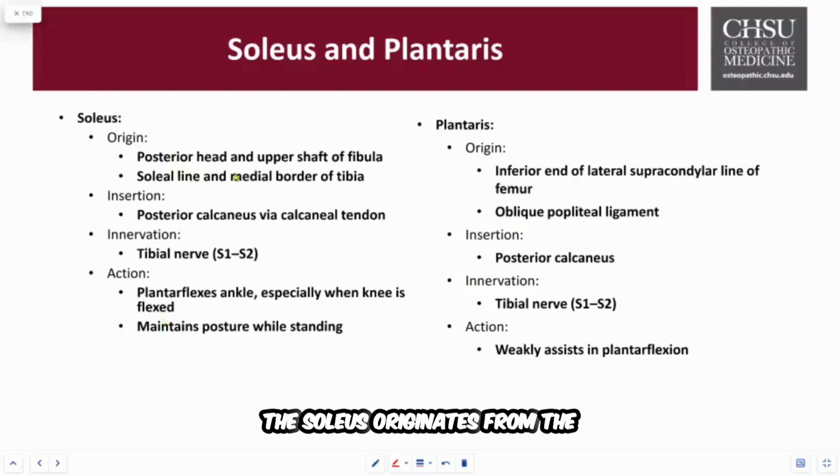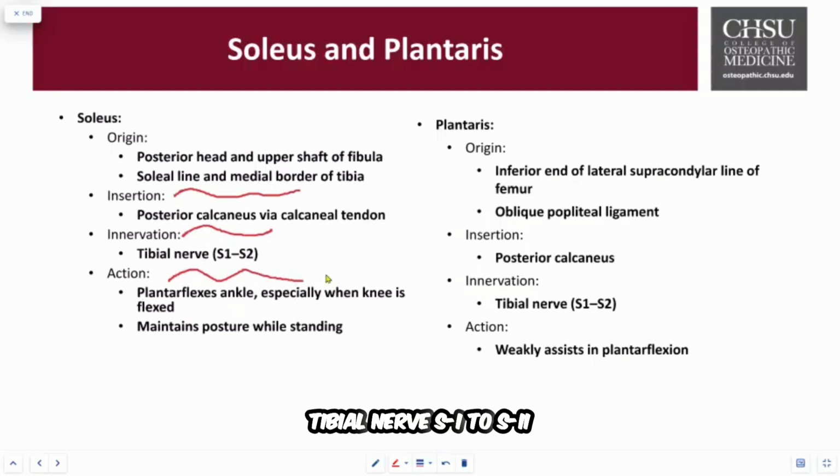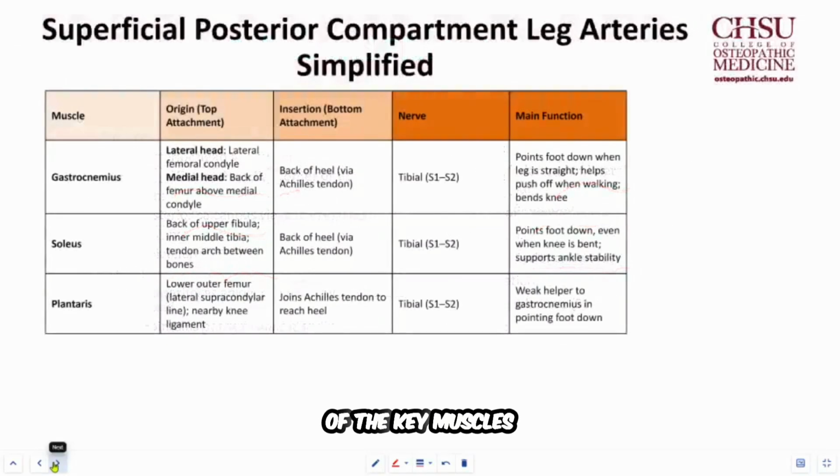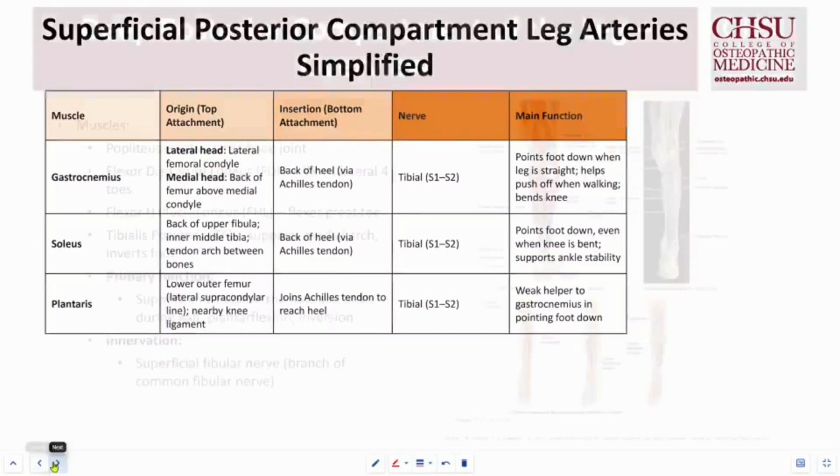The soleus originates from the posterior head and the upper shaft of the fibula and parts of the soleal line of the tibia, and inserts to the calcaneal tendon, tibial nerve S1 to S2. The plantaris is really small, but comes from the oblique popliteal ligament, as well as parts of the lateral supracondylar line of the femur, and inserts to parts of the calcaneus. And this one's a really, really weak plantar flexor. Here is a snapshot of the key muscles of the superficial posterior compartment of the leg.